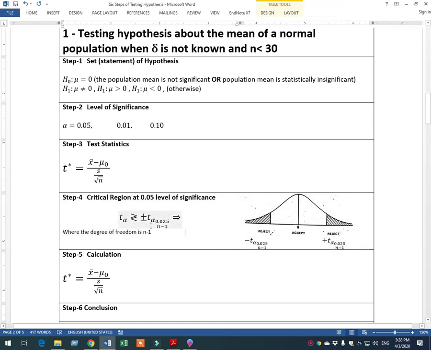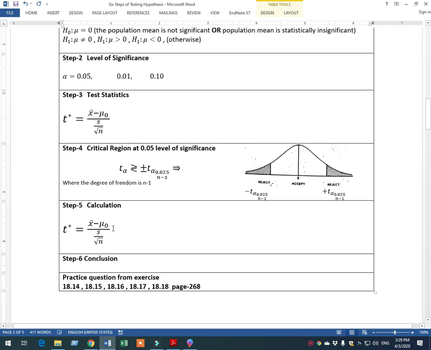So we can write like this, and we can draw and write like this as well. The shaded area explains minus t alpha over 2 with n minus 1 degrees of freedom, and plus t alpha over 2 with n minus 1 degrees of freedom. So this is our critical region. In the fifth step, we calculate our sample mean statistic, and after that we come to the conclusion whether it lies in the critical region or in the acceptance region, and then we can make the conclusion accordingly.